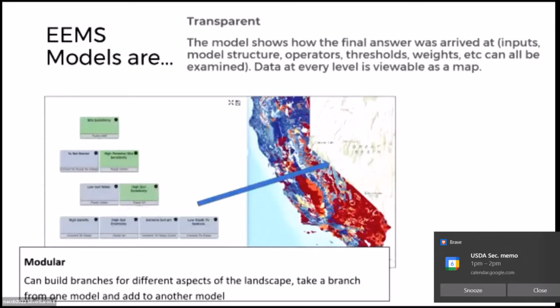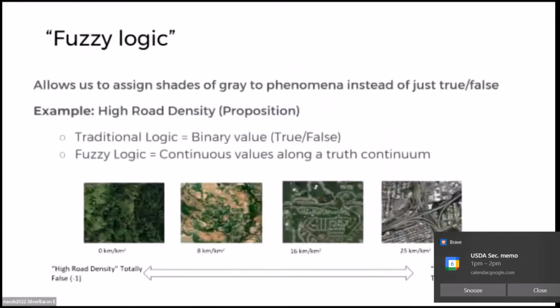So when you're looking at it on the screen at any given EEMS model, you can see on the left side the model, the logic model. You can click on the boxes to see what the structure is, the operators, the weights, the thresholds. That's all transparent, and then you can see the maps that go along with each click. It's also modular. You can build each branch on its own. You can transfer one branch from one project to another, one region to another, and that's another power of it.